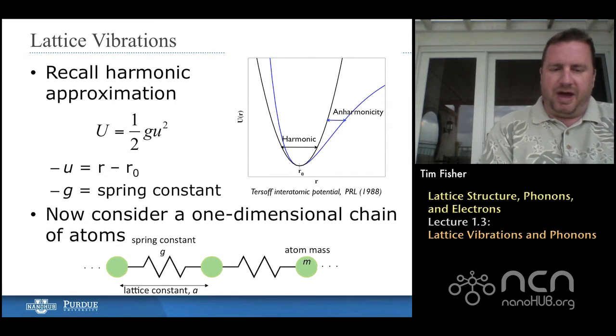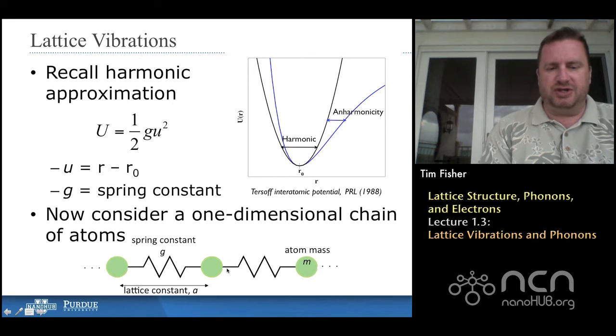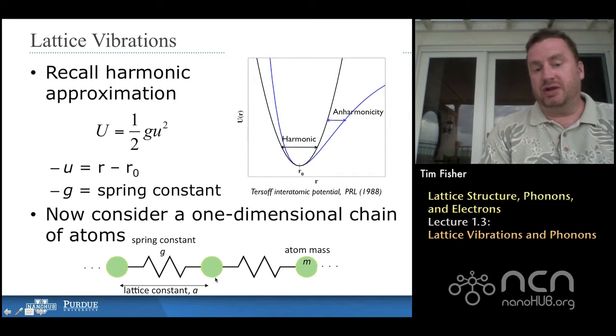And we're going to go back to our one-dimensional chain where each atom is connected by a spring with a spring constant G. And because the atoms are all alike, the separation between atoms is the same as the lattice constant A.